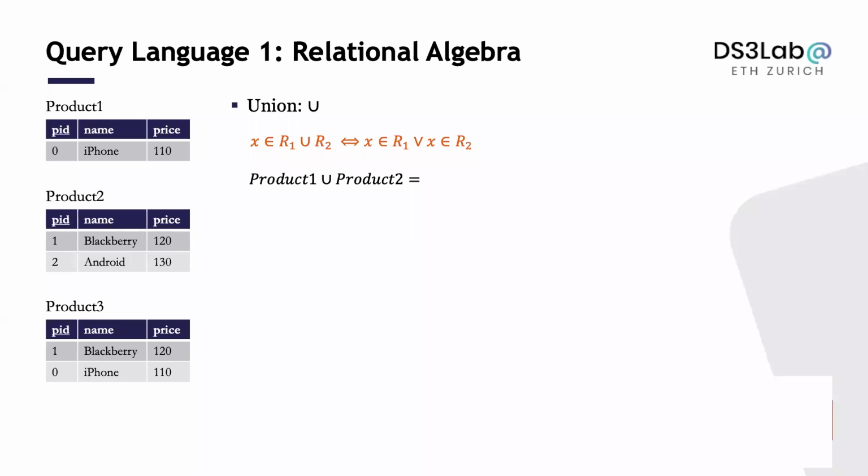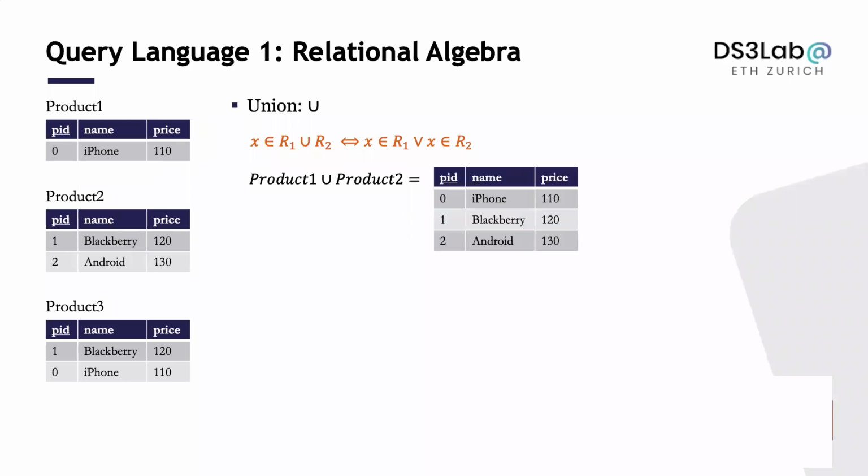As one example here, assume that we have three relations containing different products, Product 1, Product 2, Product 3. If you do the union between Product 1 and Product 2, you are going to end up with three tuples. The first tuple comes from Product 1, and the second and third tuples come from Product 2. As you can see, this is a query. This expression, Product 1 union Product 2, is a function. It takes as input the relation instances in my database and gives me a new relation.